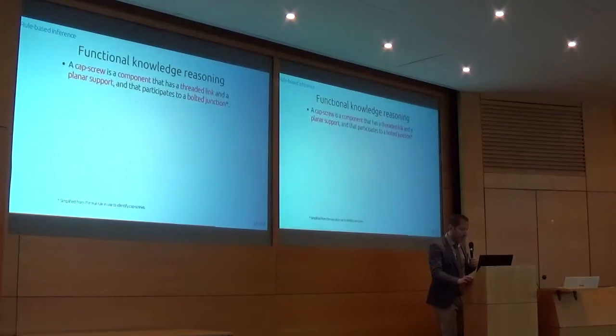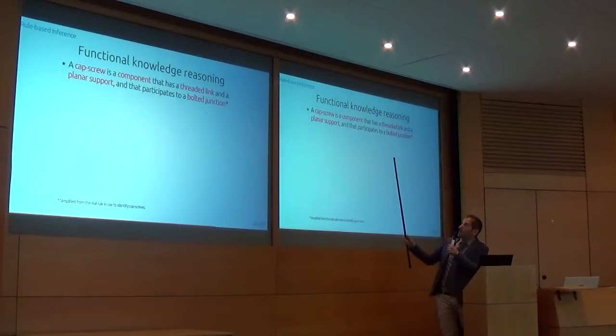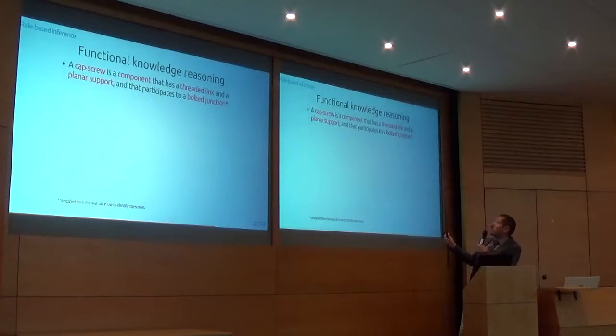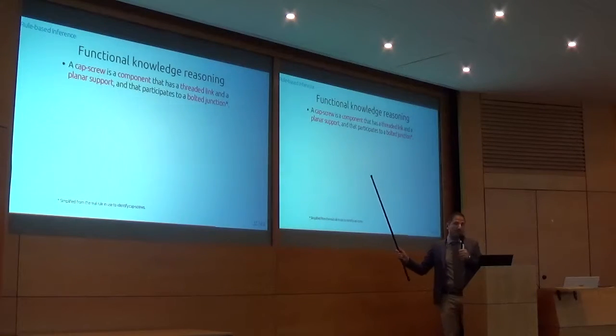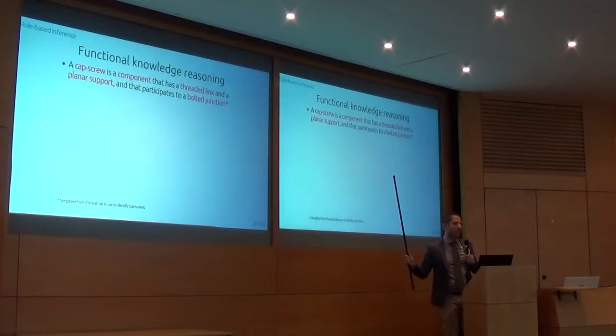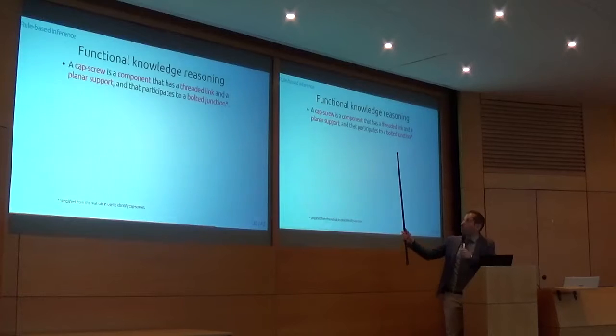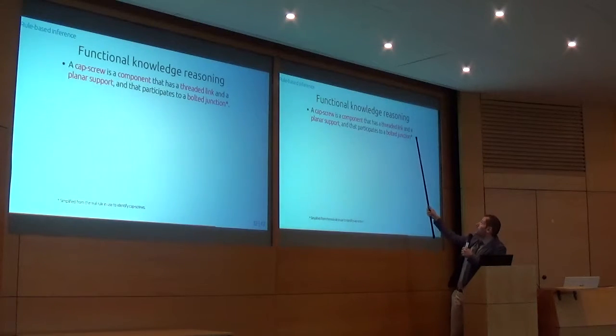Now, in our approach, however, we need more than consistency checks in our reasoning. An example rule that we need to reason upon is the simplified definition of a cap screw, which states that a cap screw is a component that has a threaded link and a planar support and that participates in a bolted junction. An important notice here is that this rule actually emphasizes the tight relationship between component function and the functionality at its interface and functional group level.